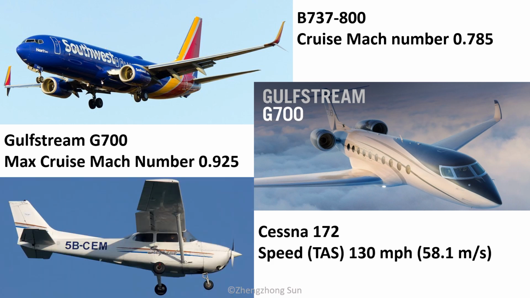Okay, so another aircraft shown here. So it is Cessna 172 aircraft, and we know it's a low-speed aircraft. And the true airspeed for this Cessna 172 is 130 miles per hour, which is equivalent to 58.1 meters per second. And so we're quite familiar with this aircraft, and we've done the flight dynamic analysis on this aircraft. Do you remember in the last year? Okay. So this is a typical aircraft, and now we see three different types of aircraft. One passenger jet, the other is a business jet, and the third is a low-speed aircraft.